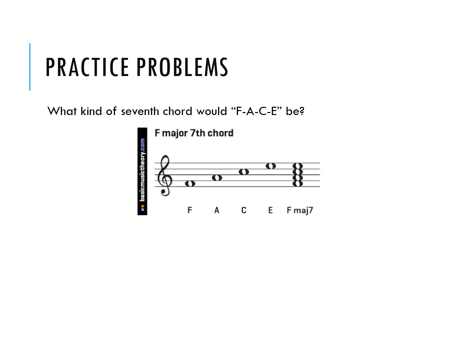The notes F, A, C, and E would make an F major seventh chord because you would have a major chord or a major triad, which is F, A, and C, with a major third to make E, having the notes F, A, C, and E.